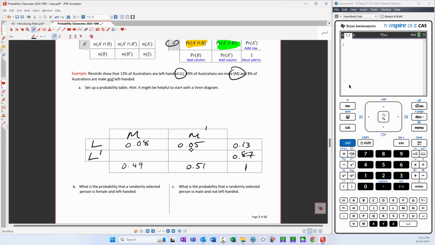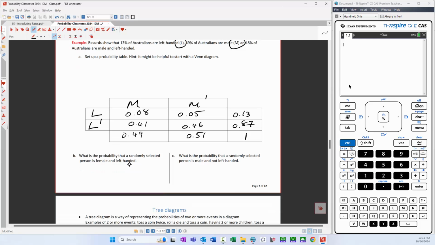All right, what else have we got? We're going to fill in this one here. That's going to be 0.46 because 0.05 plus 0.46 is 0.51. Right, and this one here is going to be whatever's added to 0.46 to get to 0.87, and that is going to be 0.41. And we just cross-check that with this column here. 0.41 plus 0.08 is indeed 0.49. So we've got all the information.